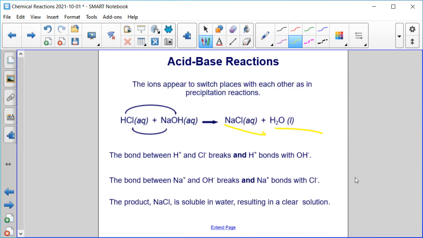But the product, NaCl, is soluble in water. Recall back to your solubility rules. And so we end up with a clear solution where NaCl is aqueous in liquid water.